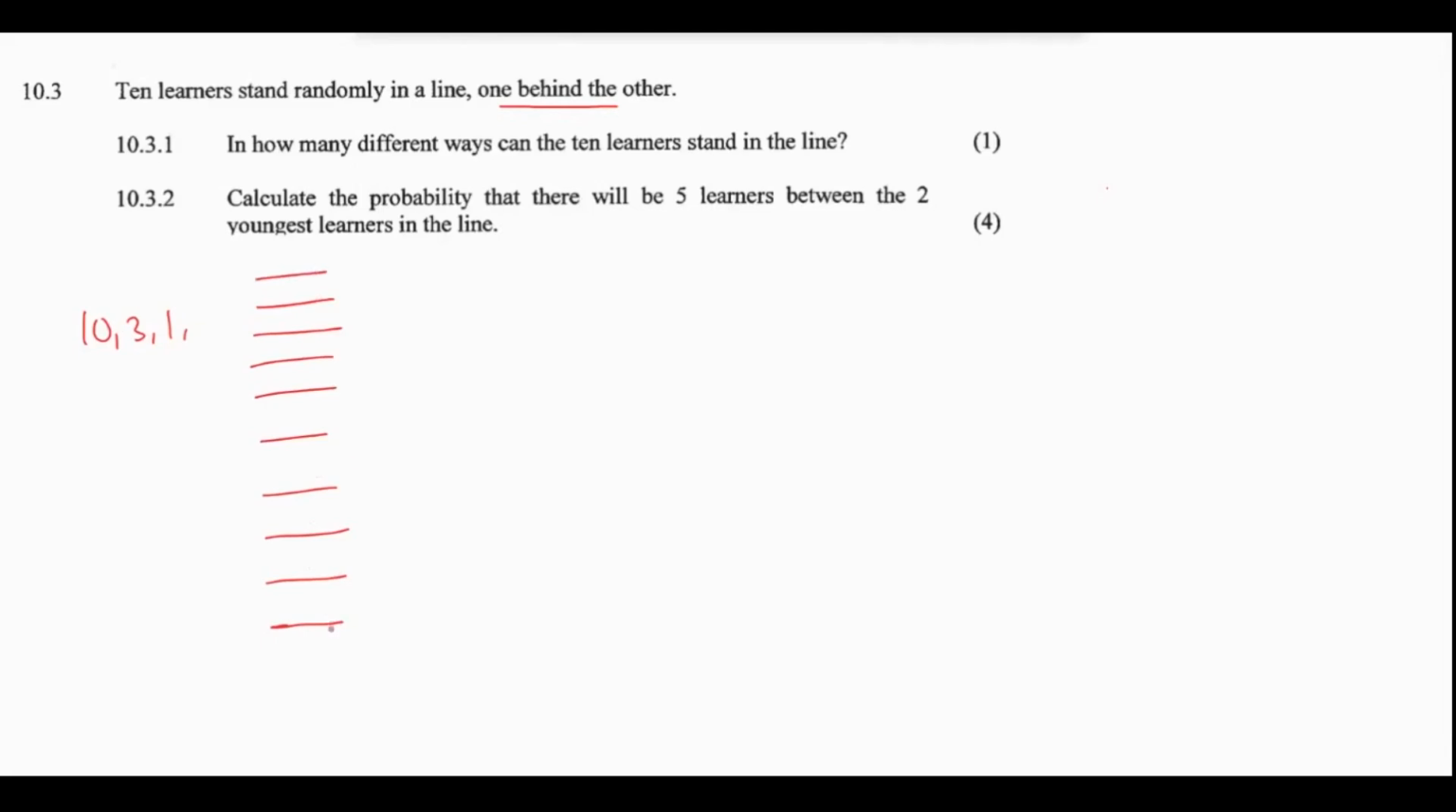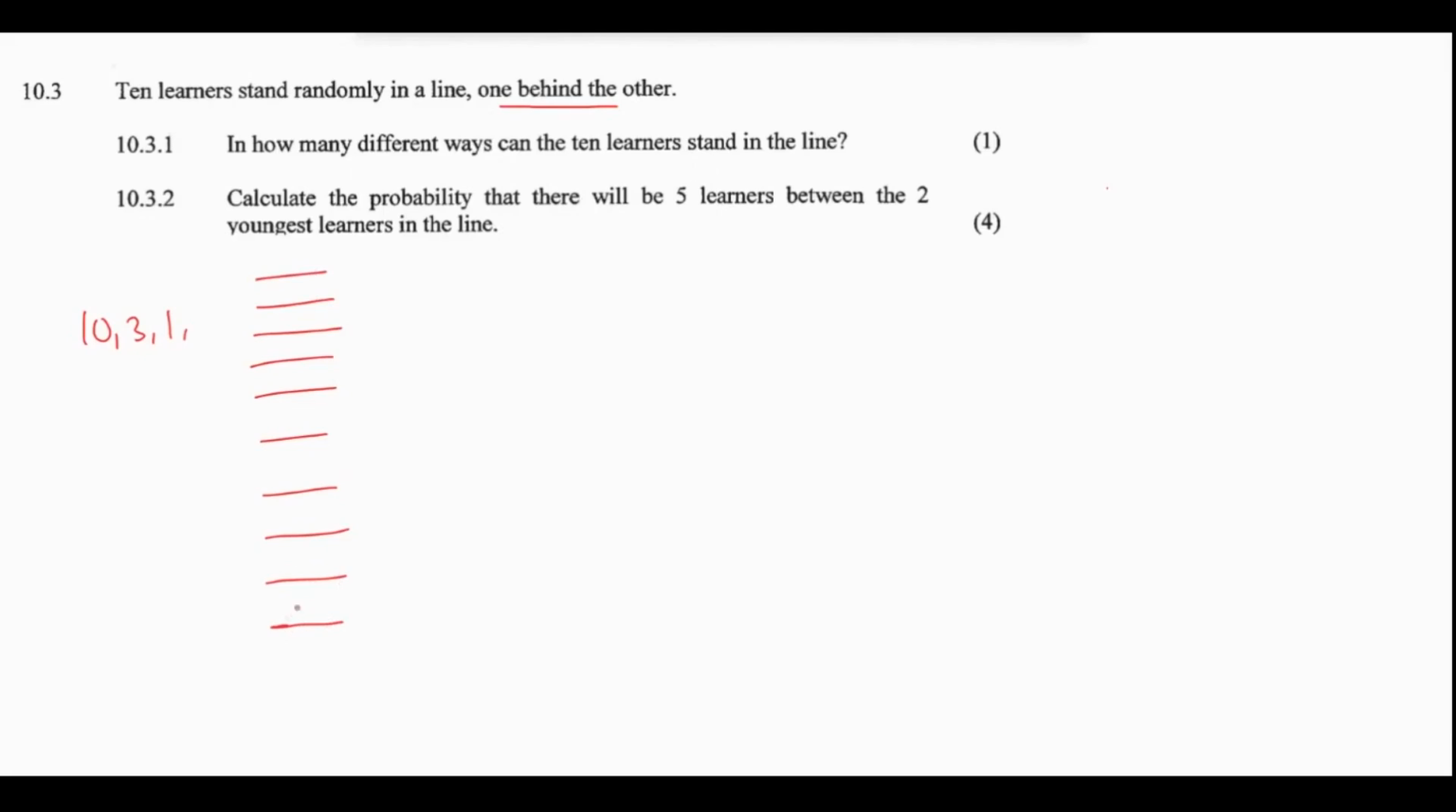Let's do 10.3. 10 learners stand randomly in line, one behind the other. In how many different ways can the 10 learners stand in the line? So let's say about 10.3.1. We have 10 learners, one behind the other: 1, 2, 3, 4, 5, 6, 7, 8, 9, 10. They're standing one behind the other.